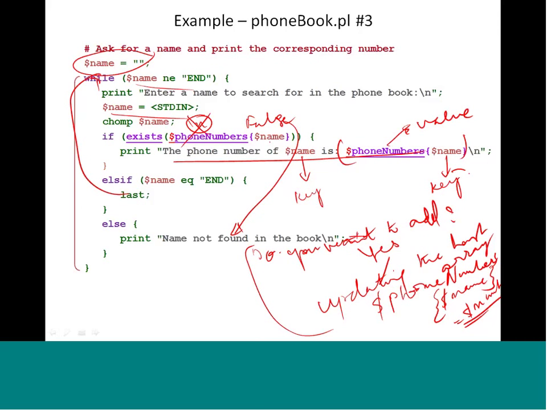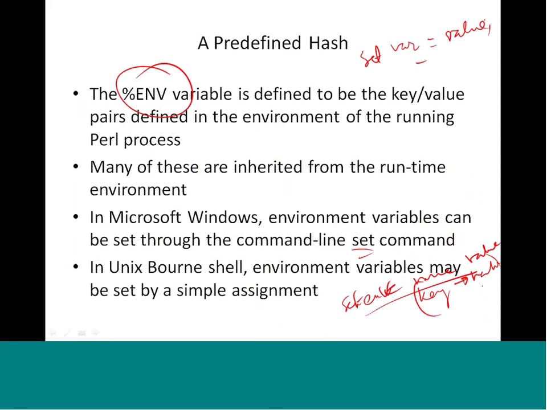This could be a good exercise: trying to create a phone book which not only gives you the number, but if it is not present in its database, it adds that, and then finally it gives you all the entries of the phone book. And then we also studied the predefined hashes and how to set them.